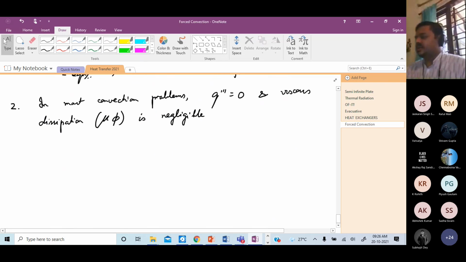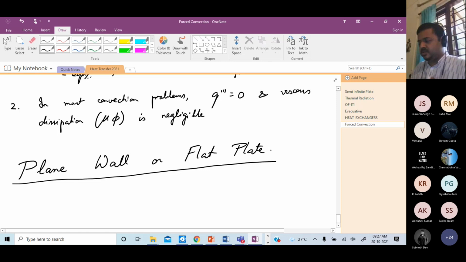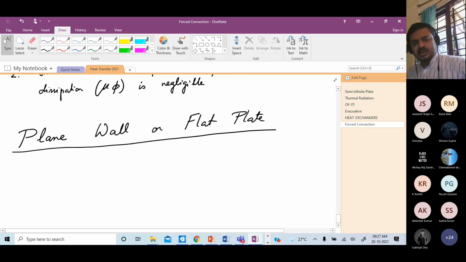Now let us take up the first example, which just builds on what we already know, which is known as the plane wall or flat plate. We have studied this. Viscous flow from a fluid mechanics point of view, we have studied this. We have come up with, I don't know why this became inclined on my tablet screen. It's okay. All right.